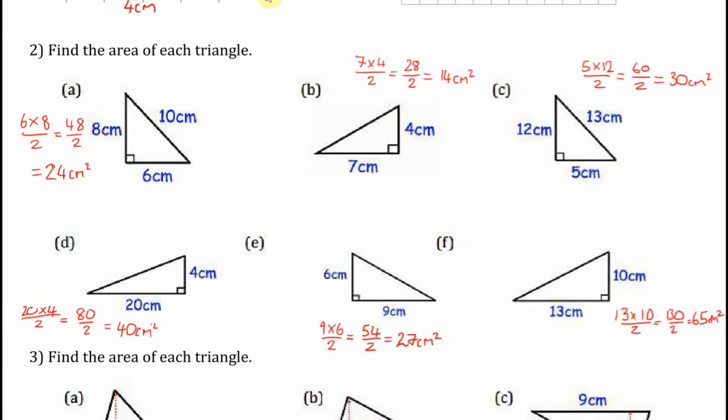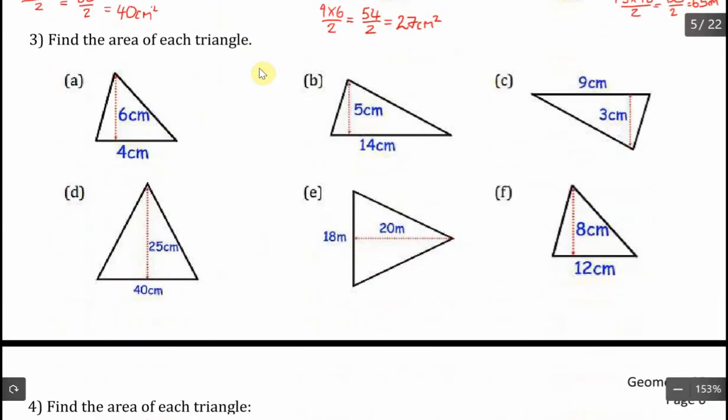Okay, there's the answers to question 2. On to question 3. Same thing, I'll go through the first one, you pause the video, when you're ready to see the answers just press play.